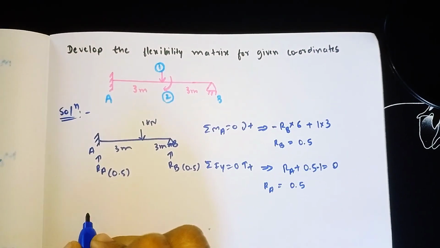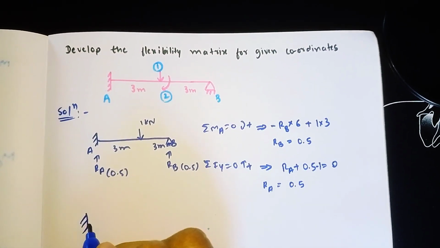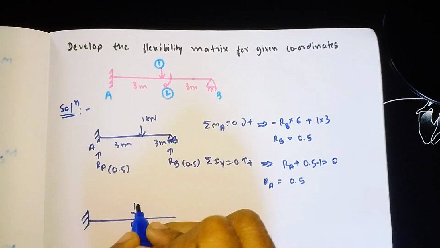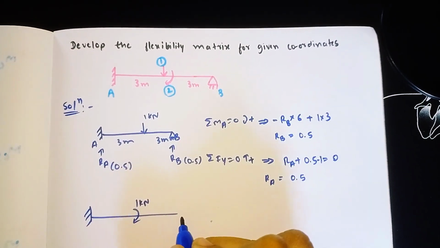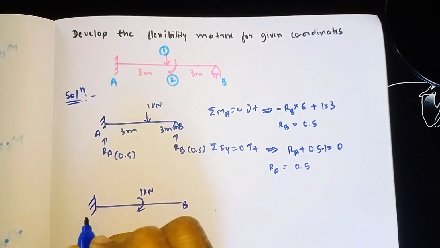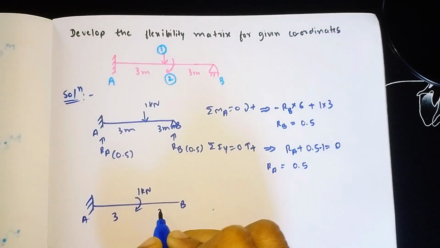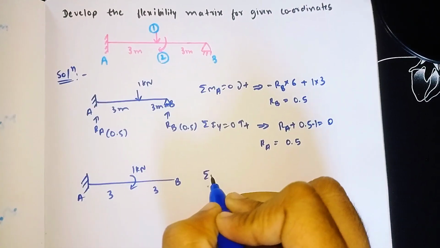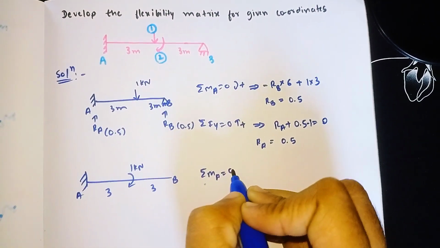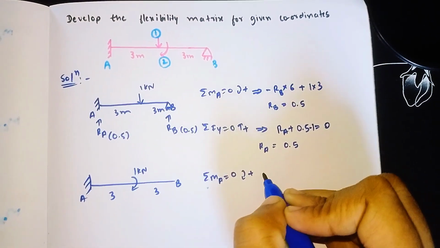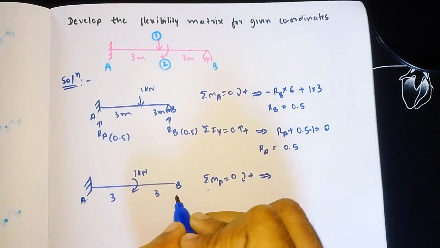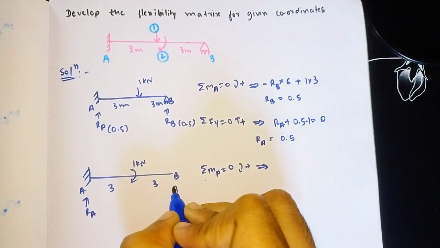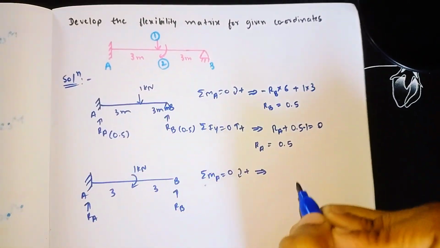So now similarly for coordinate number 2, the moment is acting. Again we need to draw the diagram separately. We need to apply a moment of 1 kilonewton, and this is point B, this is point A. Here also 3 meter, here also 3 meter. So now take summation of all the moments about A is equal to 0. Clockwise we need to take as positive. So here reaction RA takes place and here RB takes place.